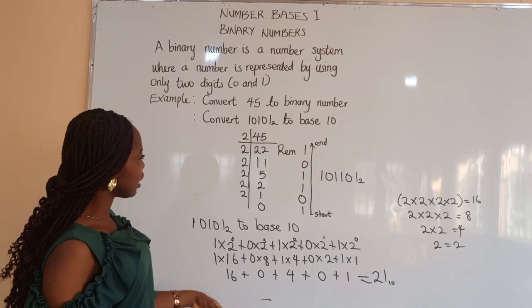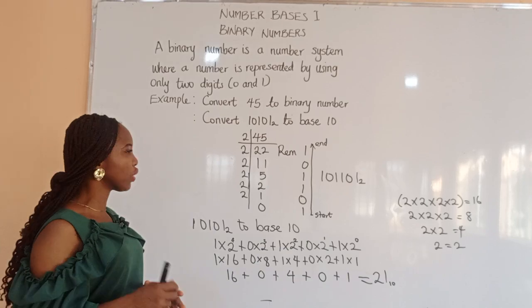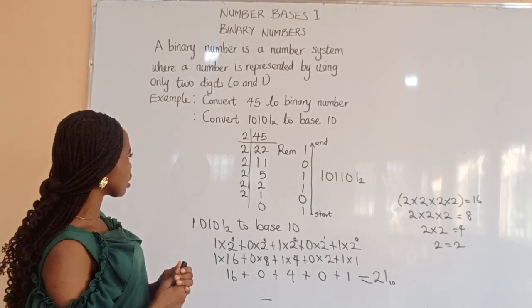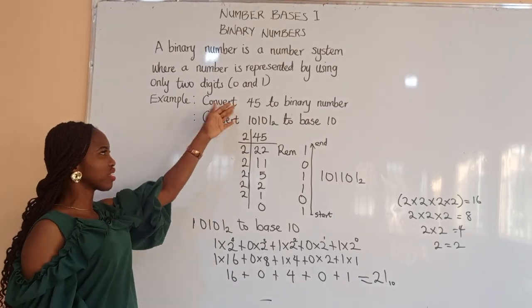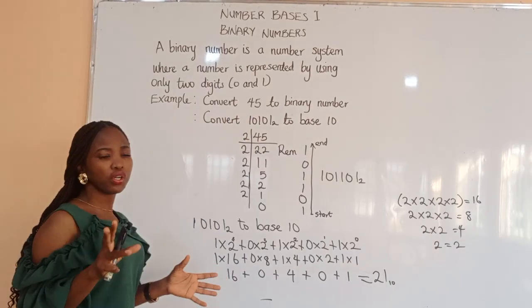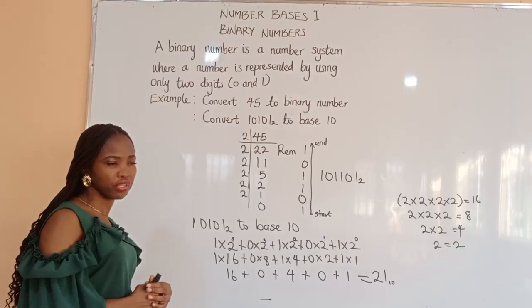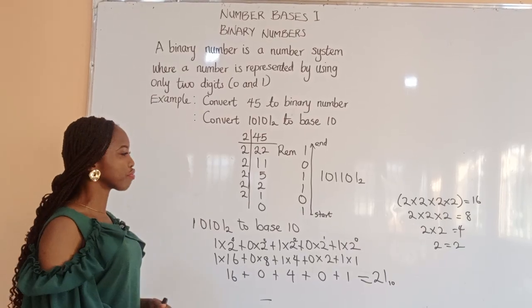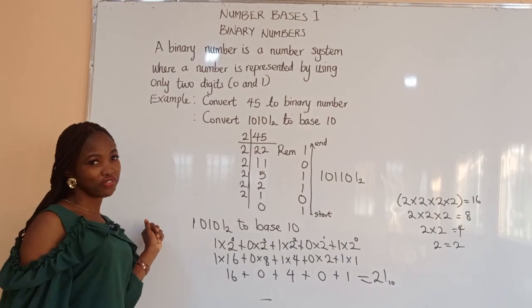Also, from this, if you can do some other work, let me give you something to do. You can decide to convert 85 or 90 to binary number. Any one you do, you can snap and send it to me and I'll go through it and give you your thumbs up.